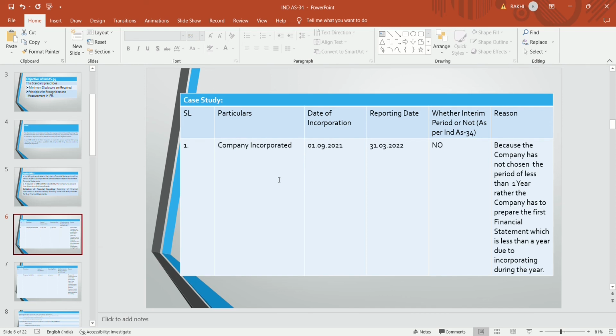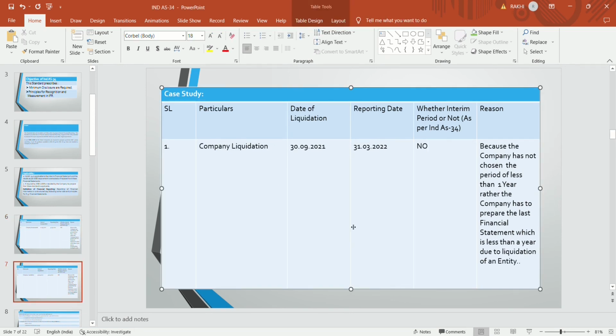Because they have to prepare a 6-month balance sheet, they are not required to select some period from a 1-year financial statement. If from a 1-year financial statement 3 months, or 6 months, or 9 months is selected, then those are covered under interim. That is known as an interim period. But when they are preparing a 6-month balance sheet itself, that is not an interim period, because the company has to prepare the first financial statement, which is less than a year due to its incorporation.